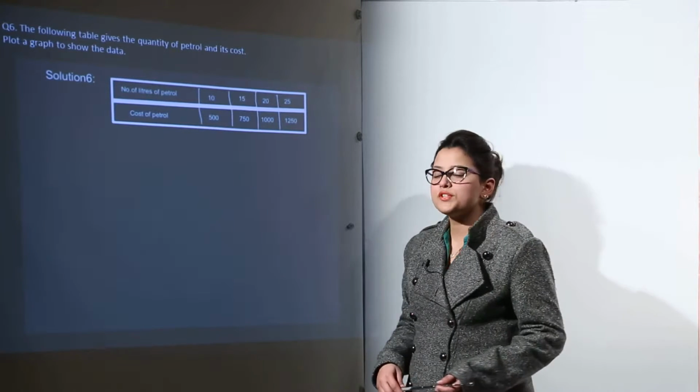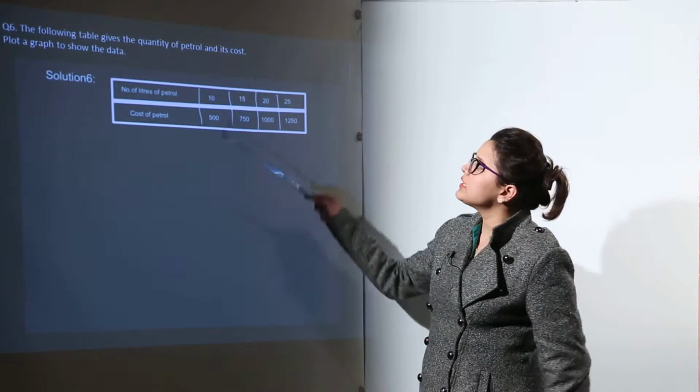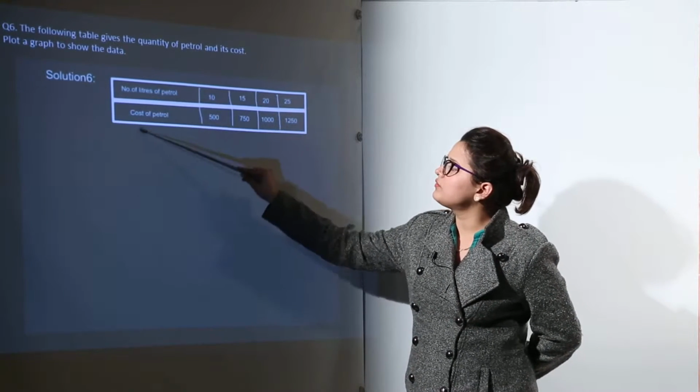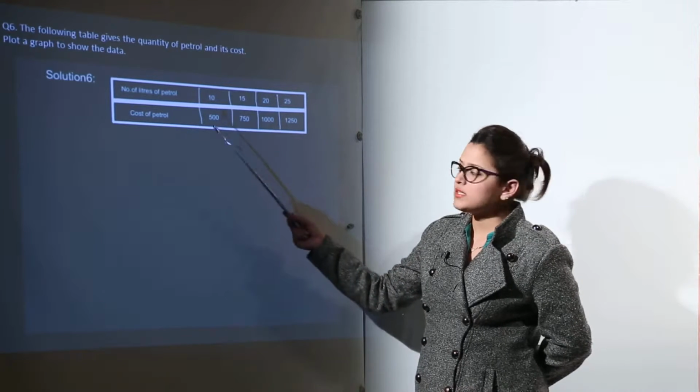Let us do some plotting also. The following table gives the quantity of petrol and its cost. We have to plot a graph to show this data. Now what is the data given?